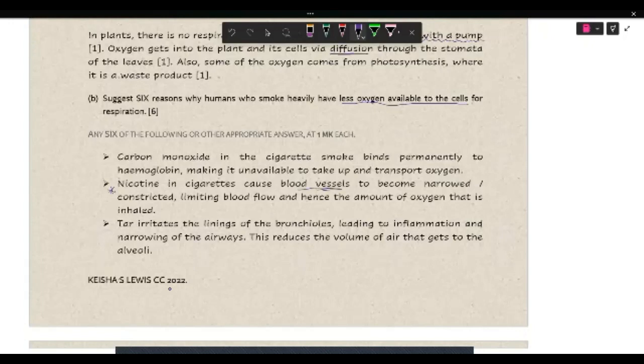It causes constriction and narrowing of the blood vessels. That limits your blood flow. And of course, that also is going to limit the amount of oxygen that you're inhaling. And that should be inhaled. The amount of oxygen that is transported.